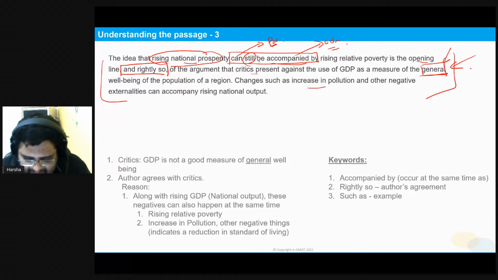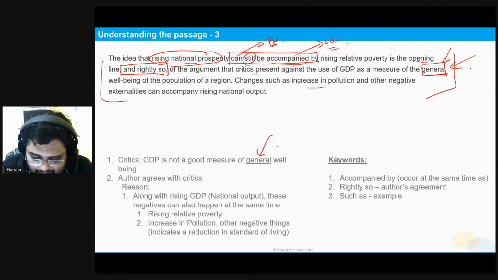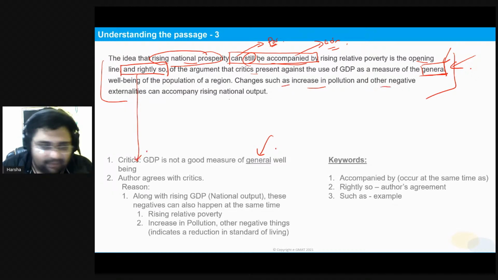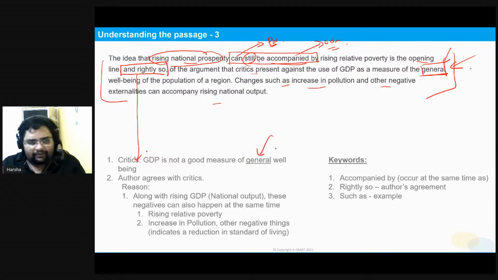So, what's actually happening here? Now, the author goes on to tell you why GDP is not a good measure of general well-being also. And again, and rightly so, it indicates to you very clearly that the author agrees with the critics. Also, all these lines are given by the author, not by the economists, not by the critics. So that again gives you some credence to the author also doing this criticism.